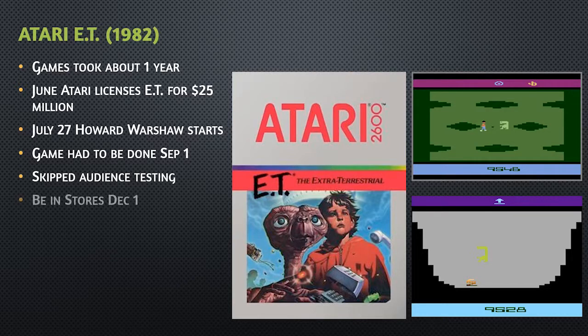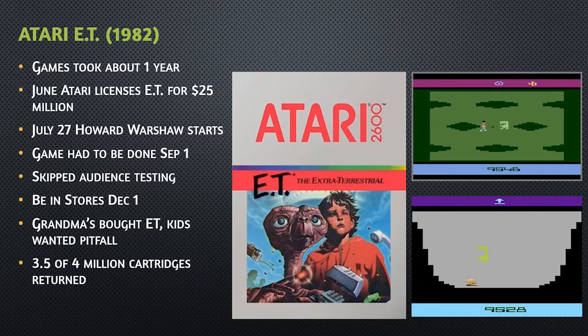They skipped all the audience testing. It had to be in stores December 1st. Grandmas bought E.T., but all the kids wanted Pitfall. So a huge miss. 3.5 of the 4 million cartridges were returned.